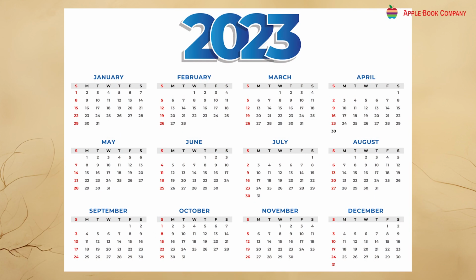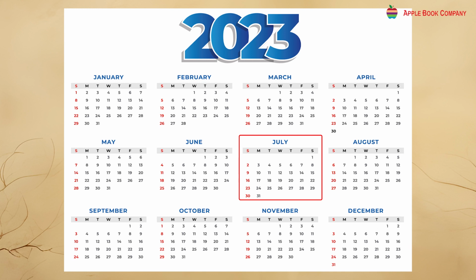There are 12 months in a year. The months of the year with the number of days in each month in order are as follows. First month, January, with 31 days. Second month, February, with 28 days. Third, March, with 31 days. Fourth month, April, with 30 days. May, with 31 days. June, with 30 days.